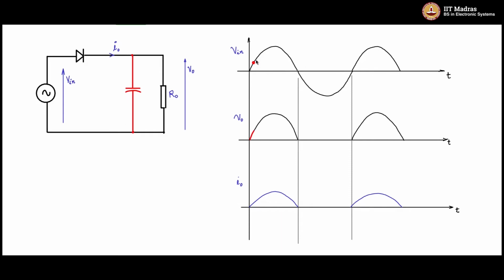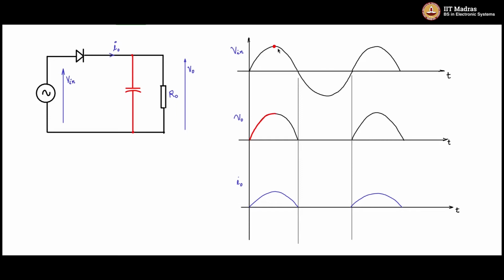And then let us say when this point moves further up, the output voltage will move along with the input. So like that, this will move till it comes to the peak of the input voltage. Till this point comes to the peak, the voltage of the capacitor would have followed the input and come to this point. Now here is when the action begins.